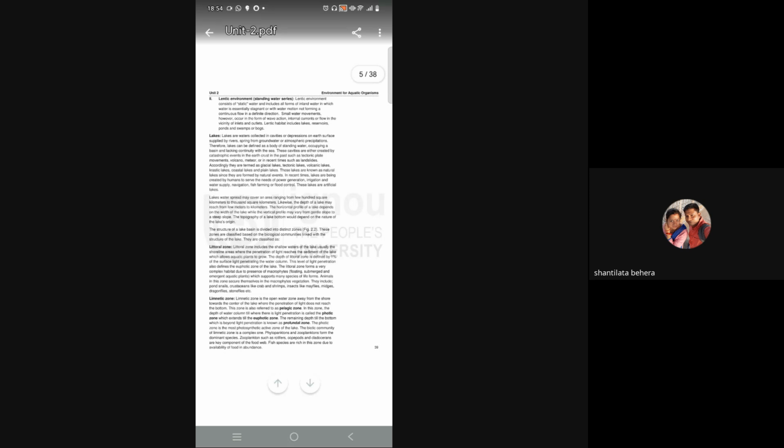In this zone, the depth of the water column till where there is light penetration is called the photic zone, and it extends till the euphotic zone. Okay, the remaining depth till the bottom, which is beyond the light penetration, is called profundal zone. Okay, again, limnetic zone is divided into euphotic and profundal. Euphotic is the productive area of the limnetic zone, and profundal is the non-productive.